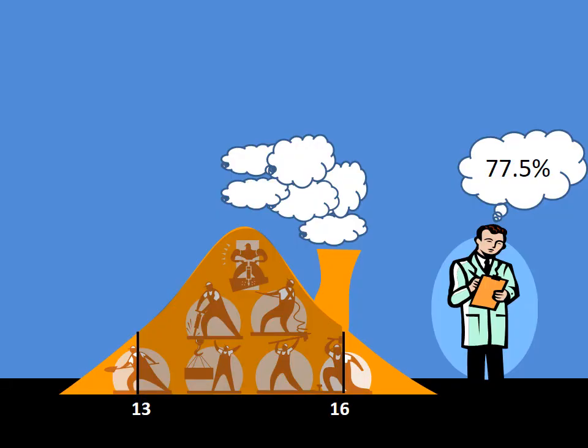The occupational health physician has thus learned that 77.5% of the workers in this chemical industry have clinically normal hemoglobin levels. The interpretation of this finding must consider comparative percentages for other industries or for the general population.